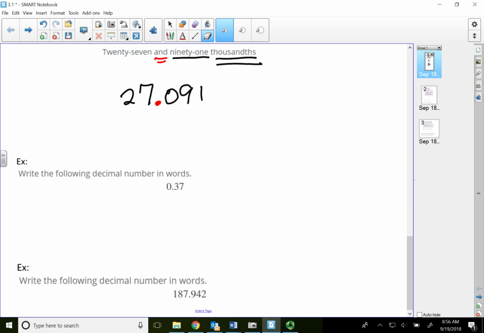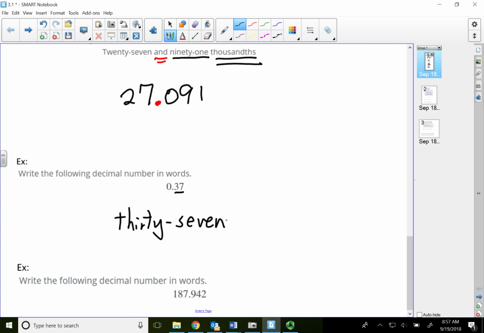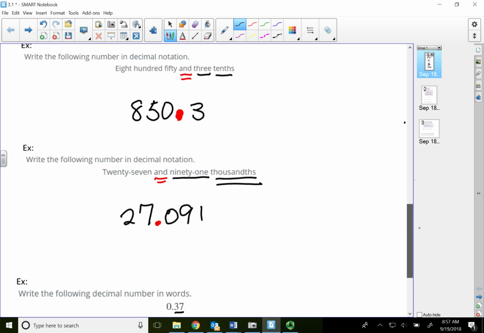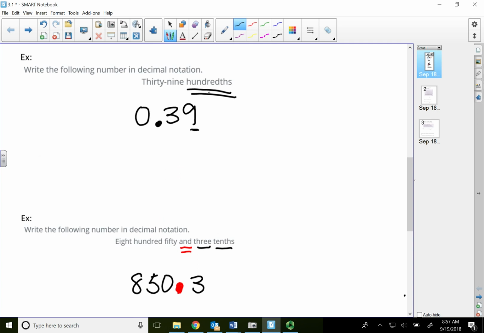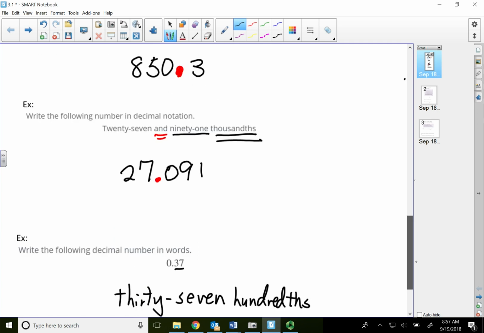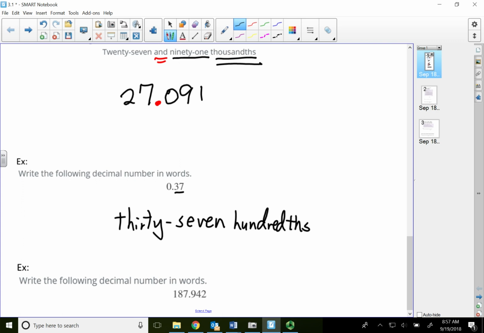All right, write the following decimal number in words. So this one, since there's no number in front of the decimal other than 0, we can just read this decimal right away. We can read this as thirty-seven. All right, and I'm going to tell the reader what the 7 is sitting on. The 7 is sitting on the hundredths. Okay, make sure I spelled it right. Yep, hundredths. All right, thirty-seven hundredths.